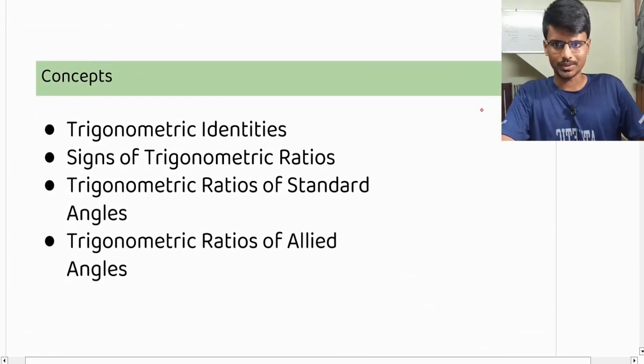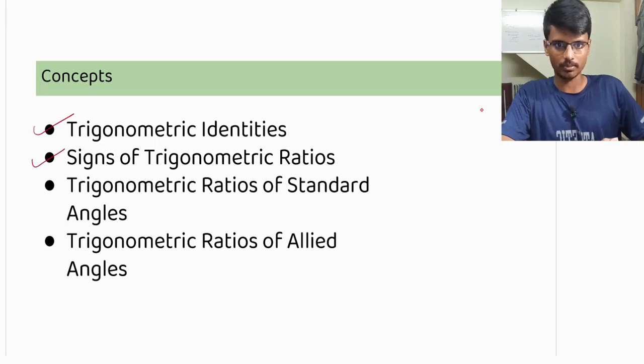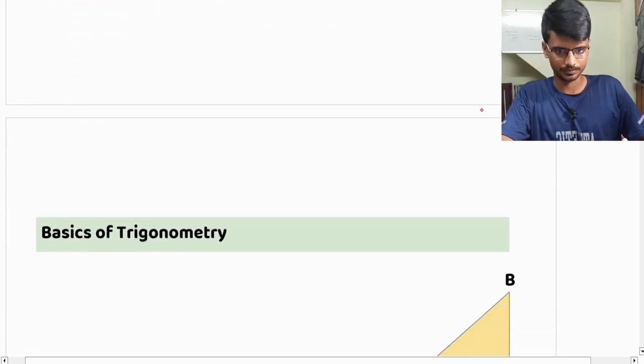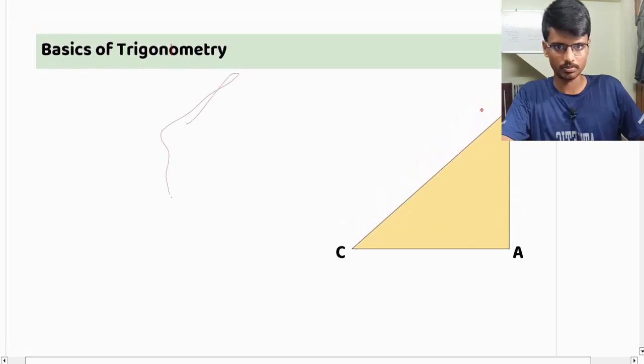The topics that we are going to cover are trigonometric identities, signs of trigonometric ratios of some standard angles, and trigonometric ratios of allied angles. So let's start with the first thing. This is the very basic thing. I'll start with the basics. The first topic that we have is basics of trigonometry. So let's start.